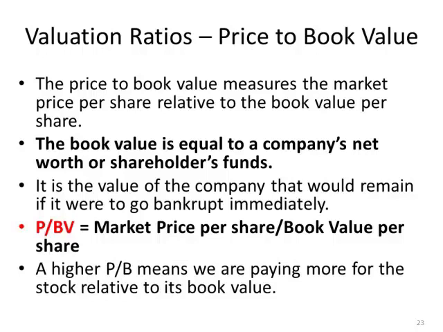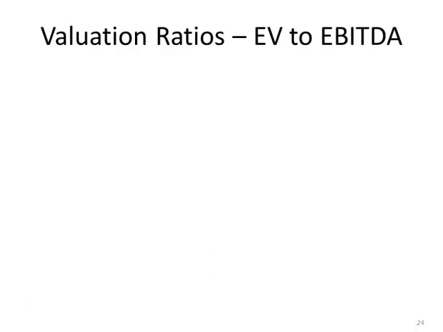Whereas if we're expecting earnings growth in the future, then the market price per share should be higher than the book value per share. So in general, a higher PB means we're paying more for the stock relative to its book value. And like when we talked about the price earnings ratio, a high price to book ratio does not mean that the company is overvalued. It could mean that higher future earnings growth is expected, or it could also mean that it's overvalued. It could be either one. And we would tend to compare price to book ratios for companies within the same industry rather than across industries.